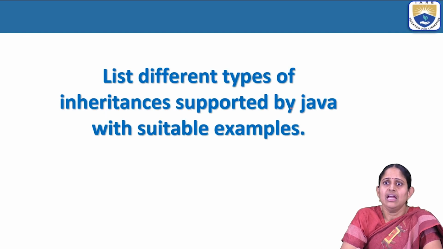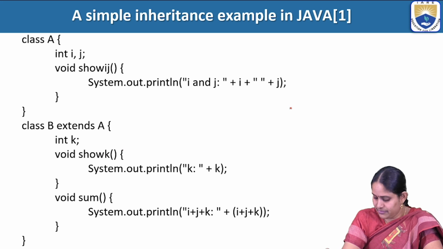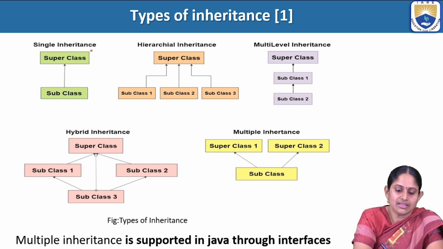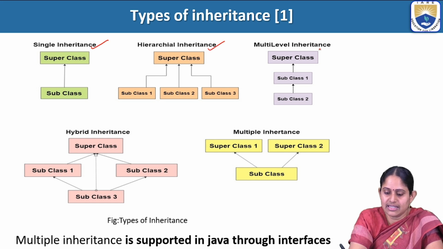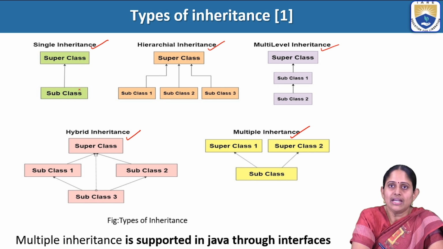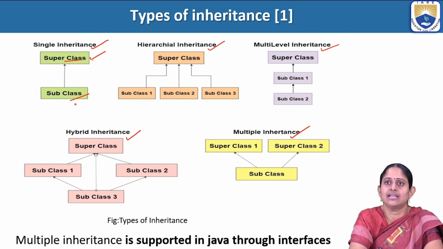Next, list the different types of inheritance supported by Java with suitable examples. These are the various types of inheritance available in Java: single inheritance, hierarchical inheritance, multi-level inheritance, hybrid inheritance, and multiple inheritance. In single inheritance, you have only one level of inheritance, wherein you have one superclass, and from that parent class, we have the subclass or child class derived. So we have one superclass and one subclass. That is single inheritance.